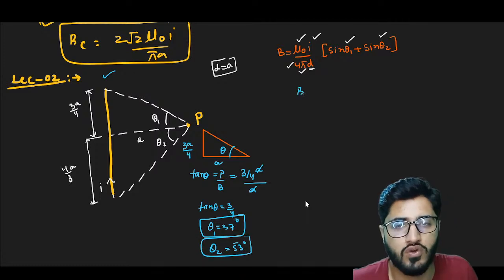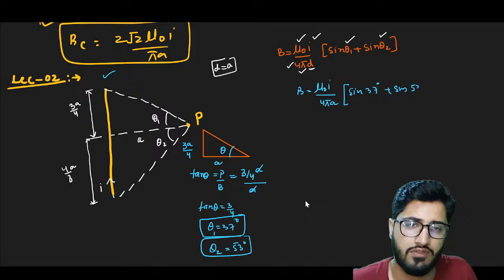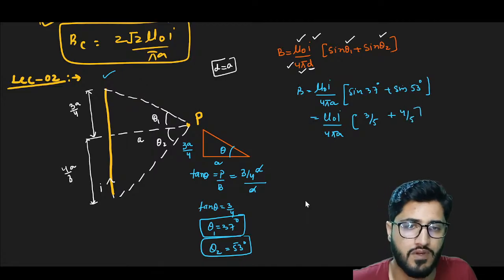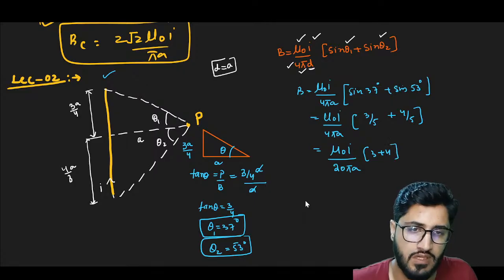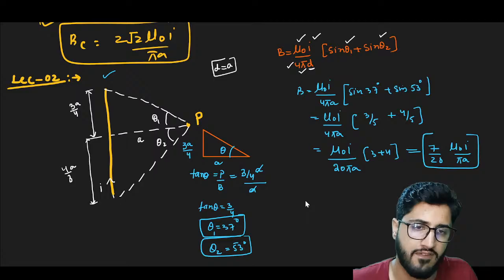So all unknowns we know now. I can write mu naught I divided by 4 pi a, then sine 37 degrees plus sine 53 degrees. Sine 37 is 3 by 5 and sine 53 is 4 by 5. So I can write mu naught I divided by 5 times 4, that is 20 pi a, then 3 plus 4. So the answer is 7 divided by 20, mu naught I divided by pi a. This is my final answer.